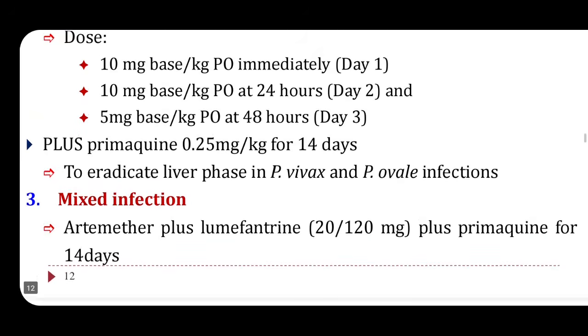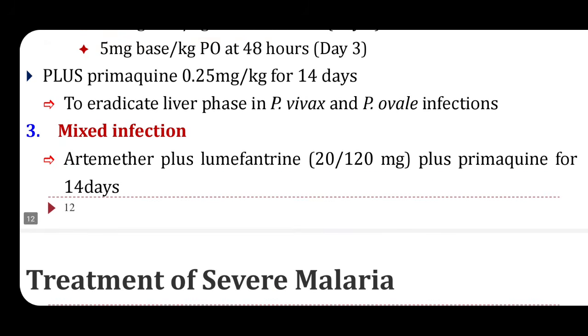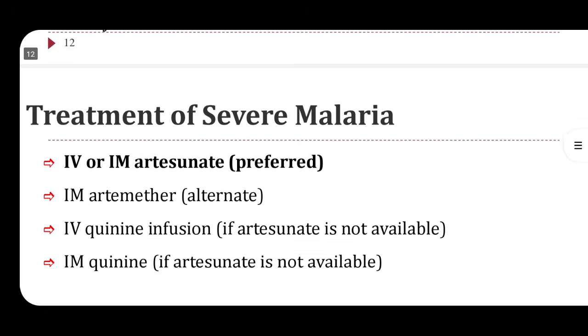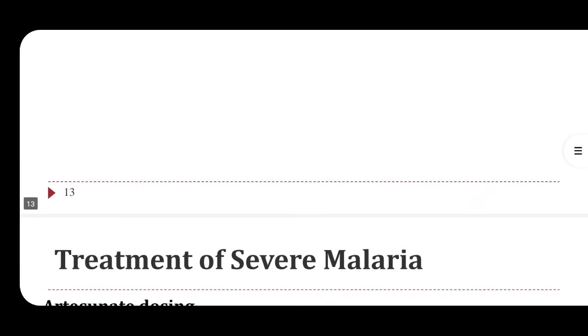For mixed infection, artemether plus lumefantrine 20 by 120 mg plus primaquine 0.5 mg per kg for 14 days is highly recommended. Treatment of severe malaria. IV or IM artesunate is the preferred form to treat severe malaria. IM artemether is also available. IV quinine infusion is also available, but the most important medication for treatment of severe malaria is IV or IM artesunate. As an alternative, IM artemether is highly recommended.